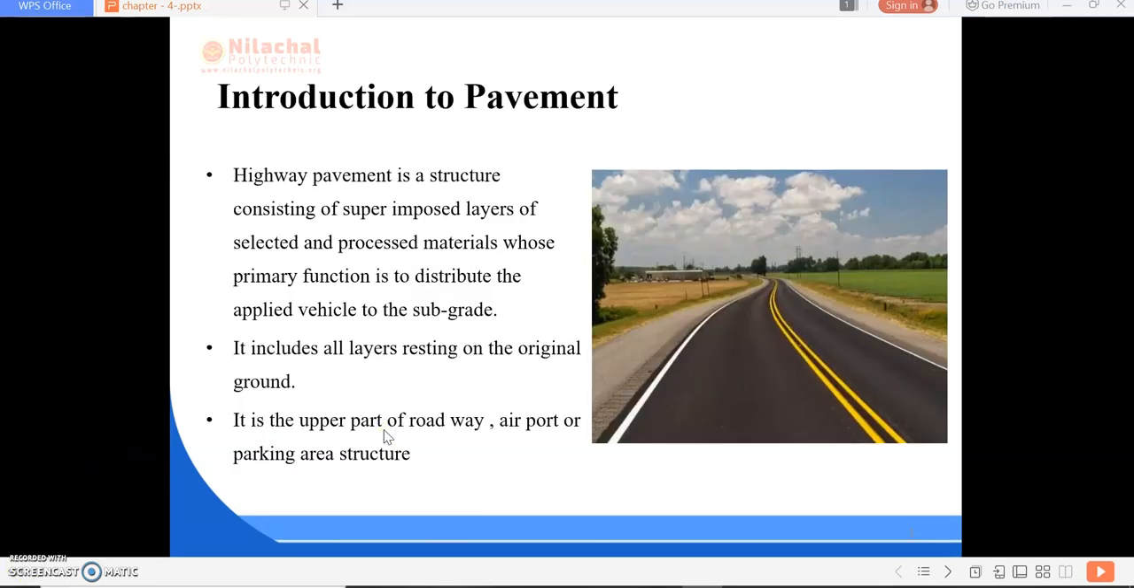So, first of all, I just want to tell you what is pavement, or an introduction to pavement. Highway pavement is a structure consisting of superimposed layers of selected and processed materials whose primary function is to distribute the applied vehicle load to the subgrade. It includes all layers resting on the original ground. It is the upper part of a roadway, airport or parking area structure.